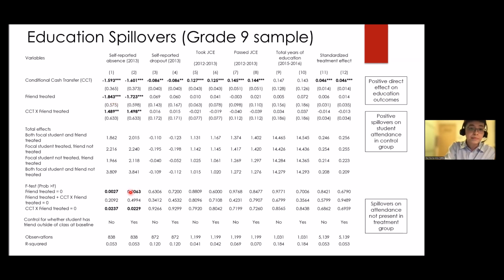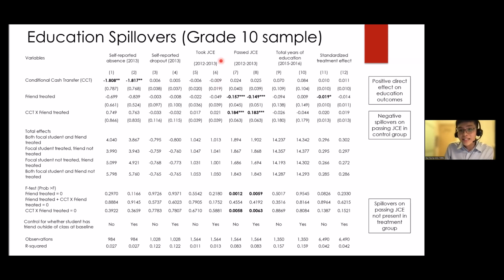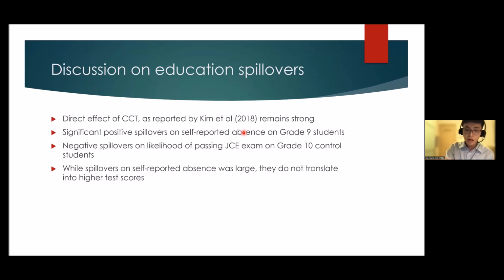in the treatment group. For grade 10, the picture is a bit more nuanced. As mentioned earlier, in Kim et al., the effects were smaller at grade 10. So what we find here is that the treatment had positive direct effects on education outcomes. However, with the friend's treatment, there were negative spillovers on passing the JC in the control group, even when controlling for whether or not the student has a friend outside of the class at baseline.